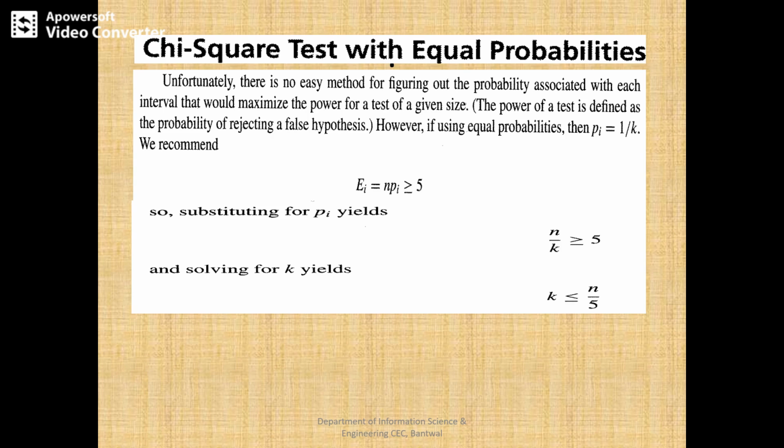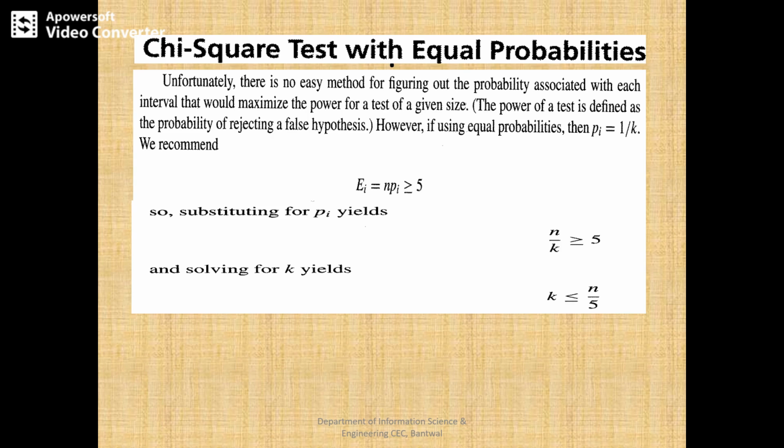Unfortunately, there is no easy method for figuring out the probability associated with each interval that would maximize the power of a test of a given size. Here, the power of a test is defined as the probability of rejecting a false hypothesis H0.